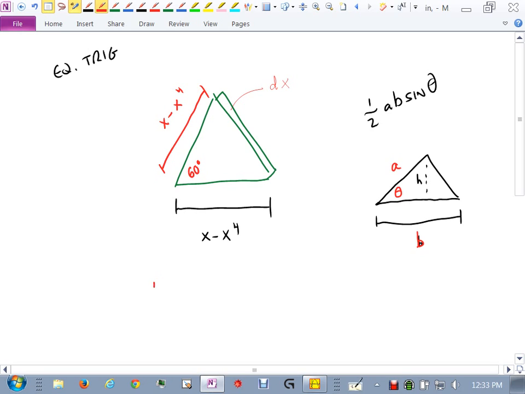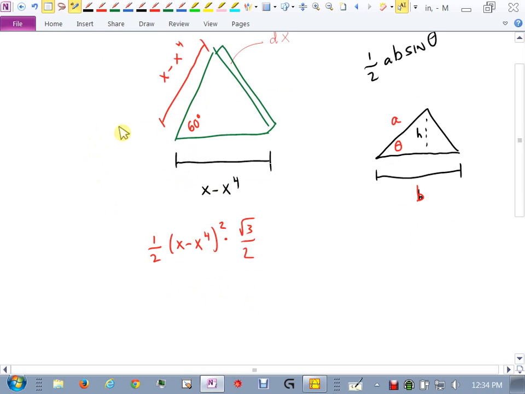So the area of that would be 1/2 A times B, which would be this times itself, so squared, times sine of 60 degrees, which is root 3 over 2. So the volume of this particular example would be the integral from 0 to 1 of root 3 over 4 times x minus x to the fourth squared dx.